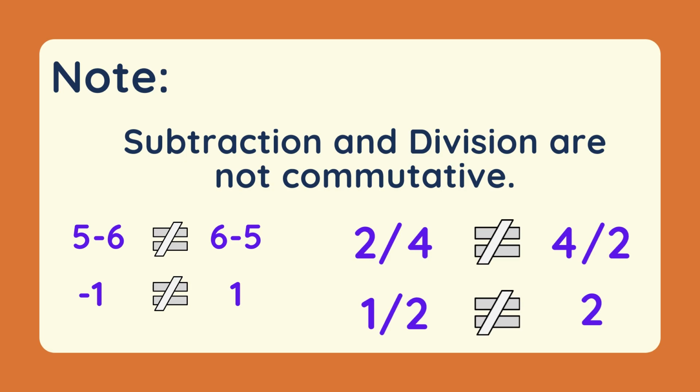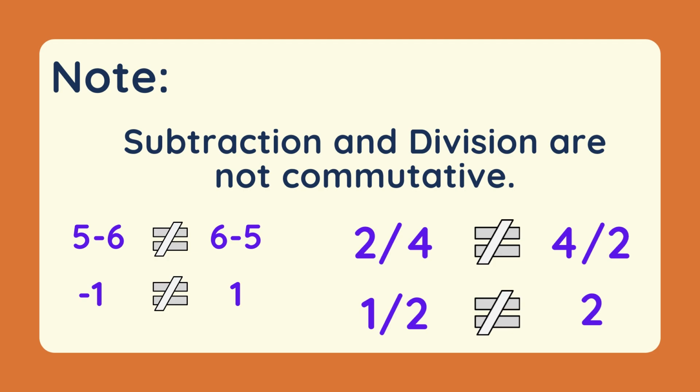2 divided by 4, is it equal to 4 divided by 2? No, because 2 divided by 4 is equal to 0.5 or 1 half. 4 divided by 2, on the other hand, is equal to 2. Always take note of this.